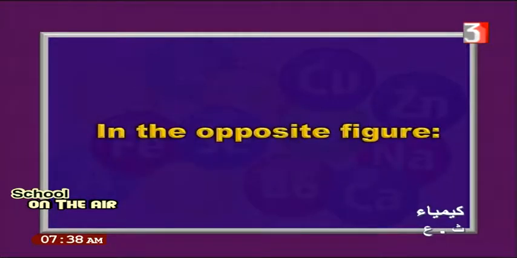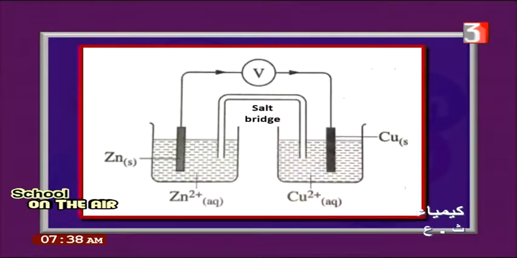So let us start. The first type of choose questions is graph questions. In the opposite figure, we have a galvanic cell containing two half cells. One of them is a zinc half cell that contains a zinc plate immersed in zinc ions, and the other half cell contains a copper plate immersed in copper positive 2 ions.